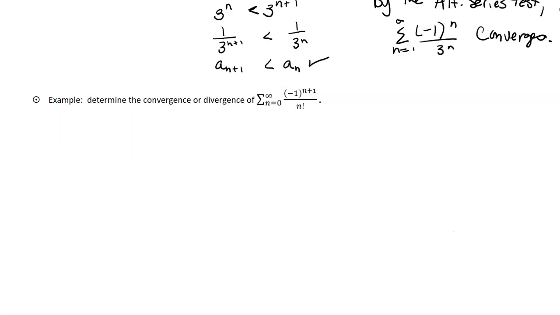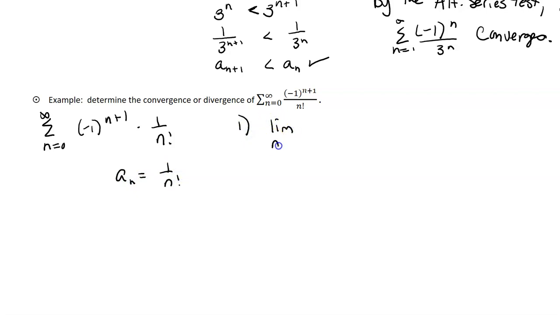This one is the sum from 0 to infinity of negative 1 to the n plus 1 over n factorial. So we're going to take a similar approach. I'm going to write it as negative 1 to the n plus 1 times 1 over n factorial, so we'll call a sub n 1 over n factorial. So I'm going to verify that the limit as n approaches infinity of 1 over n factorial is equal to 0, which it is because you've got a fixed number over something that's getting really, really big.